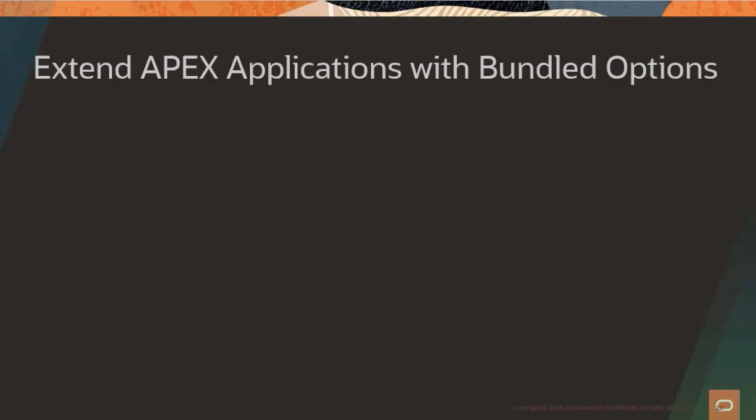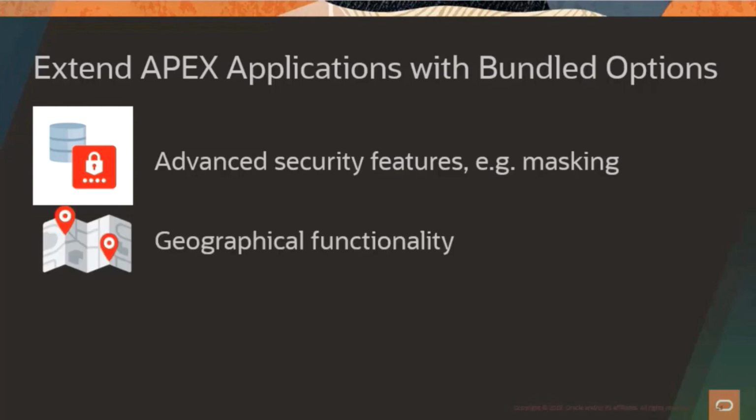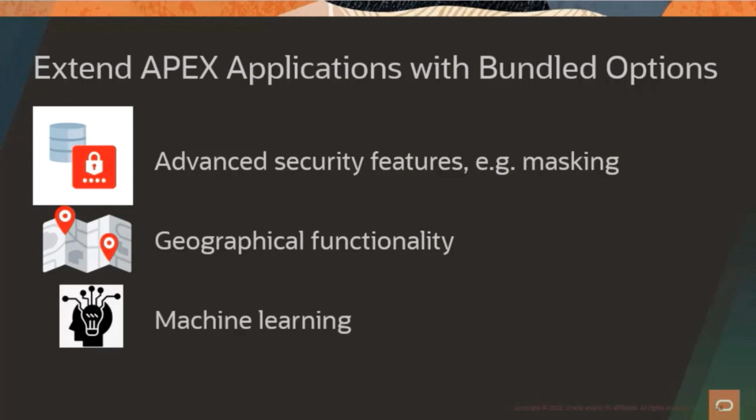I mentioned already that Autonomous comes bundled and pre-configured with various features that were previously only available as add-ons or database options. Most of these were not visible to the end user. But Autonomous comes bundled with some features that can add functionality that is actually visible in your application. For example, you can leverage advanced security features to mask sensitive data such as credit card information. You can add geographical functionality to your apps using Spatial. You can even add machine learning to train models to make predictions and then integrate them into your Apex applications.